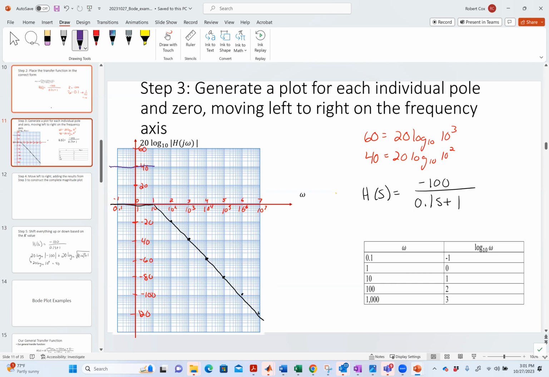Where would I be at 100? I'd be at 20. By the time I got to 1,000, I'd be here. Basically the same graph, just shifted around like that. So this is the complete graph.